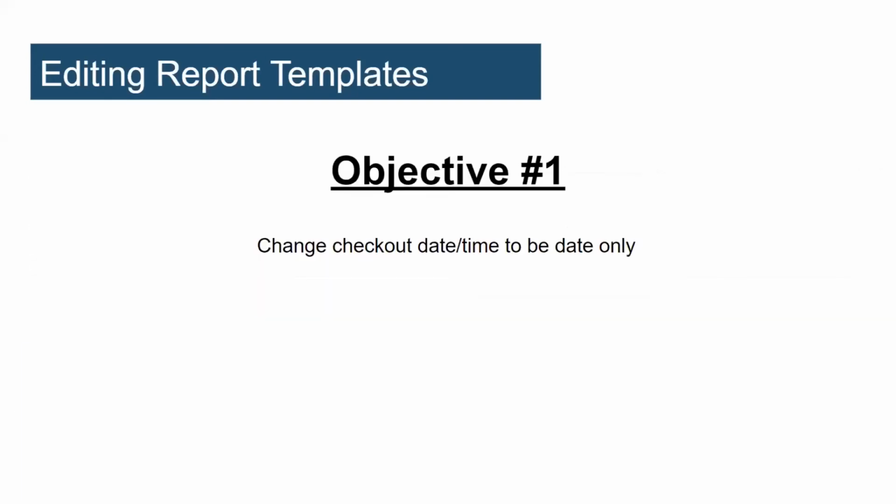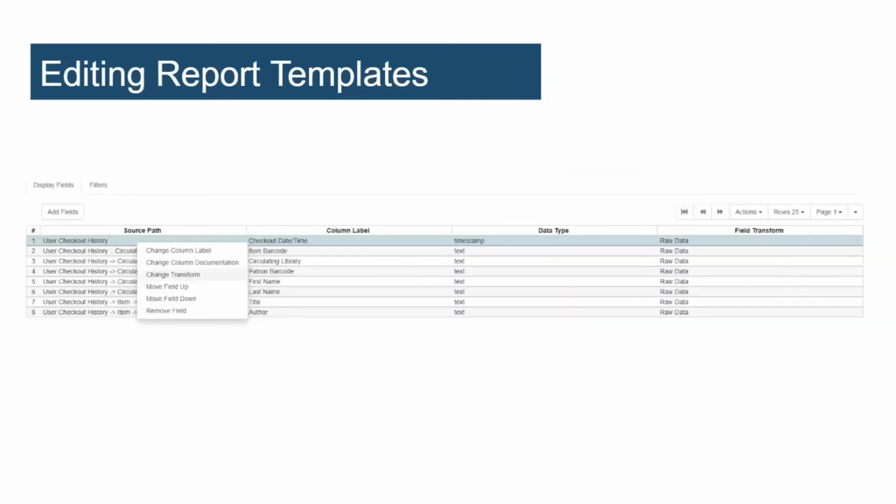Now that we've gone over the basics, let's start going over how to make the changes we need to this report. Our first and most simple objective will be to change the checkout date time to be date only. To accomplish this goal, we'll use a field transform. First, find the checkout date time column from your display fields and right-click it to open up the drop-down menu. From that, we'll select Change Transform.